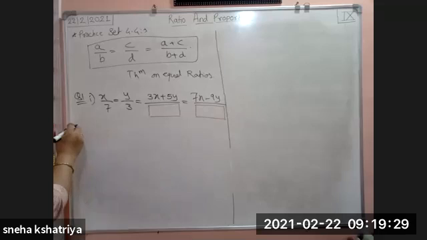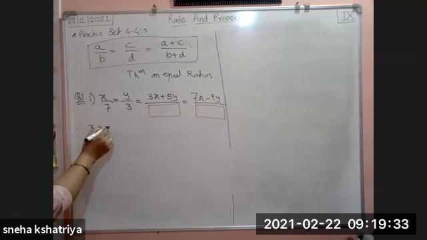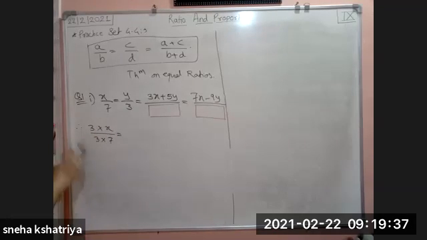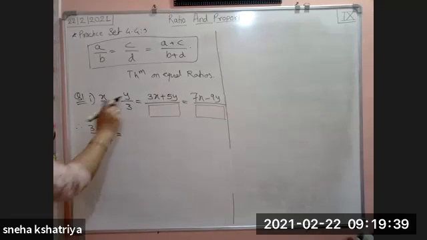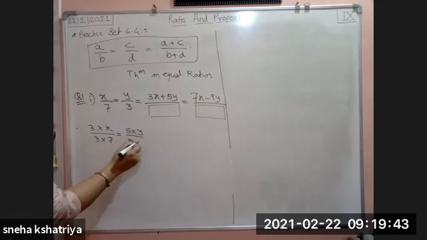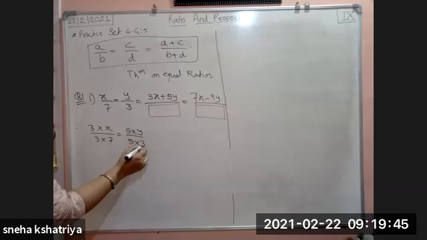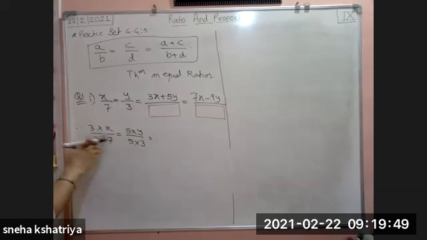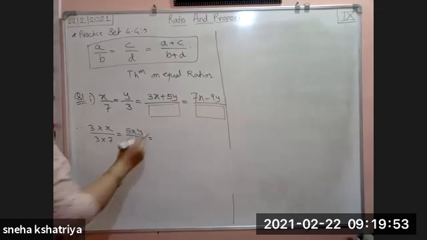So therefore we get 3 multiplied by x divided by 3 multiplied by 7. See here, 3 multiplied to x, and here we have to multiply 5 multiplied by y upon 5 multiplied by 3. Y upon 3. 5 is multiplied to the numerator y, and x upon 7, 3 is multiplied to this.